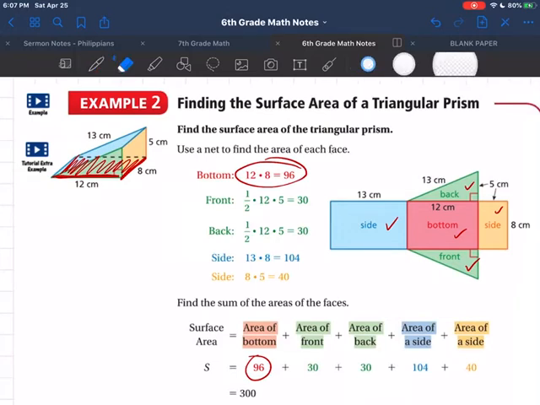And I'm going to tell you right now, we are not going to do the other two examples. I'm just doing these two slowly. But hopefully this will help you.